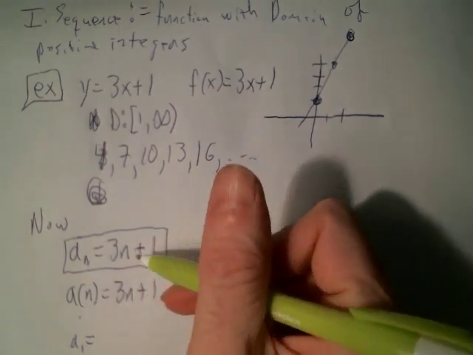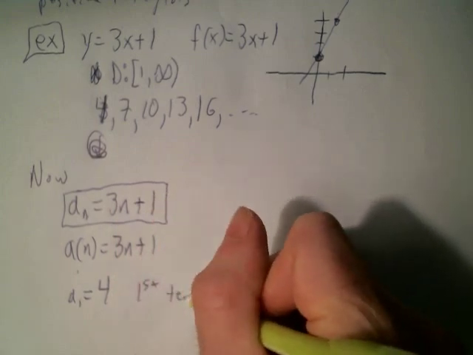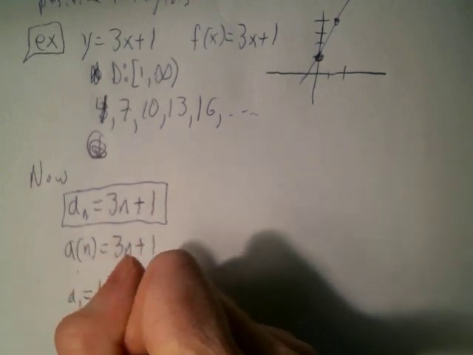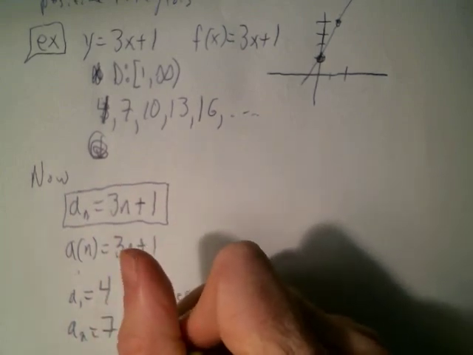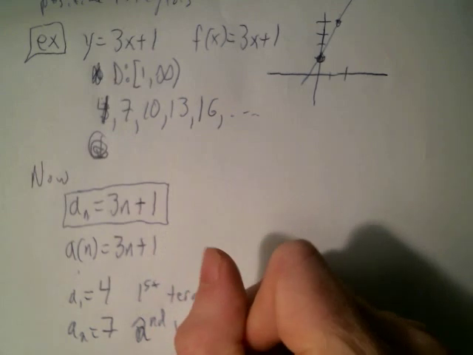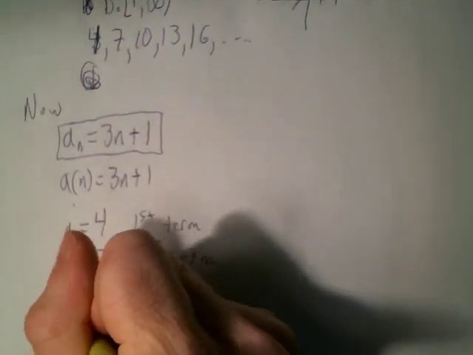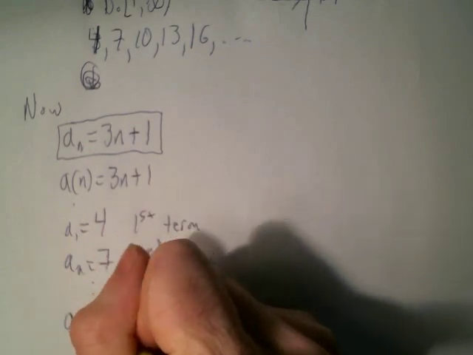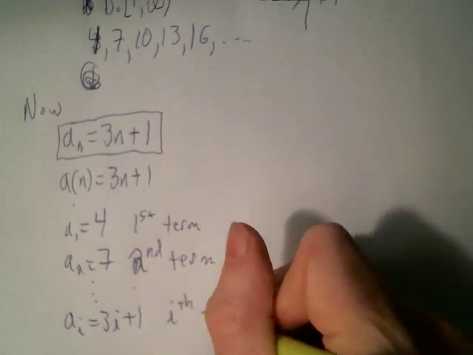So the first term, a of 1, or a sub 1 if you'd rather, you plug 1 into here, you get 3 plus 1 is 4. That's called the first term. And then a sub 2, you plug 2 in there, you get 6 plus 1 is 7. That's the second term. And so on and so forth. And you could talk about general terms. Let's say a sub i will be 3i plus 1. That will be called the ith term.